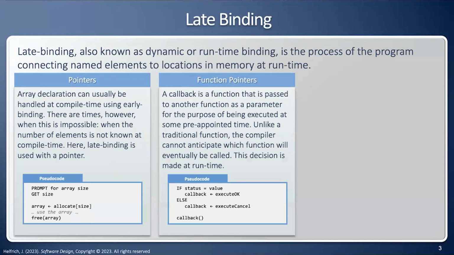The second is function pointers, otherwise known as callbacks. And here, the compiler cannot tell which version of the function is being executed. It could just tell that one of the versions is being executed. That decision is made at runtime.